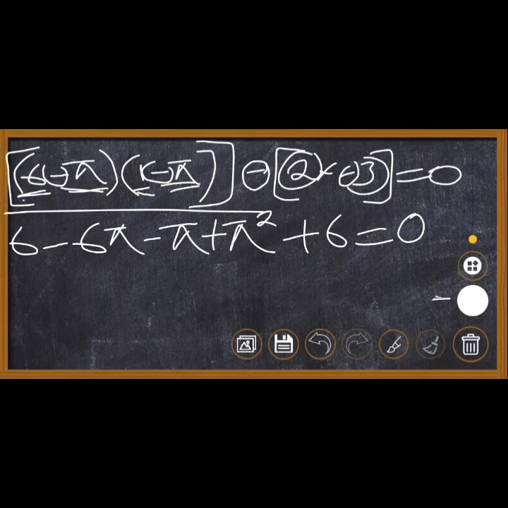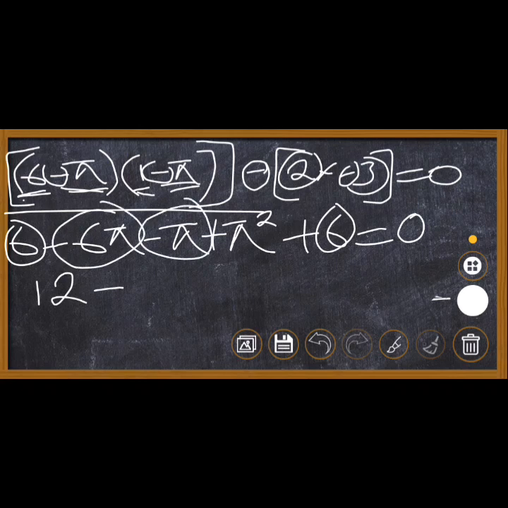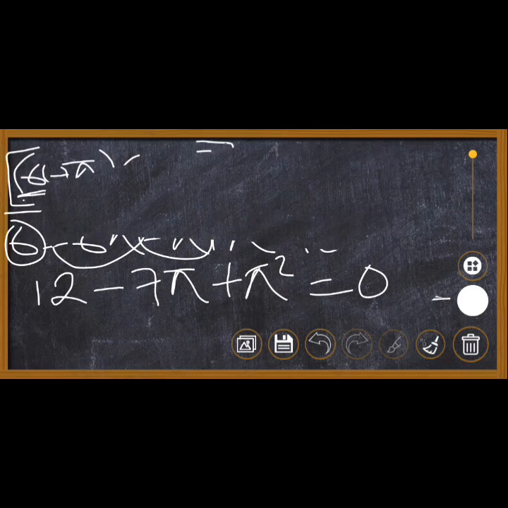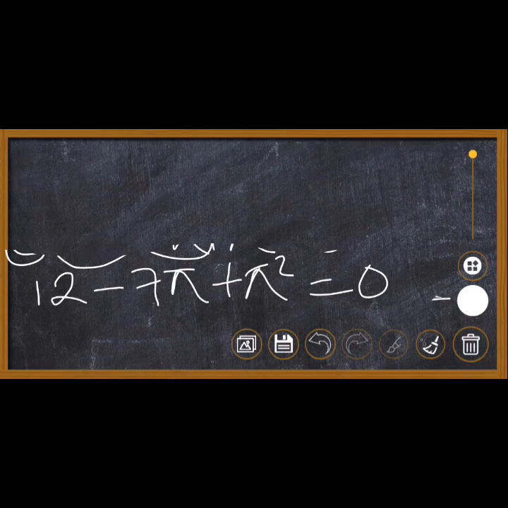Okay, so in this case, we can simplify this further, where we add this 6 plus this 6, we are going to have 12, and then minus 6 pi and pi, we are going to have 7 pi, and then plus pi squared equals 0. So let's rearrange this. Let's just create space so that we can rearrange on top here. Down there we might not have enough space. Hopefully you are following.